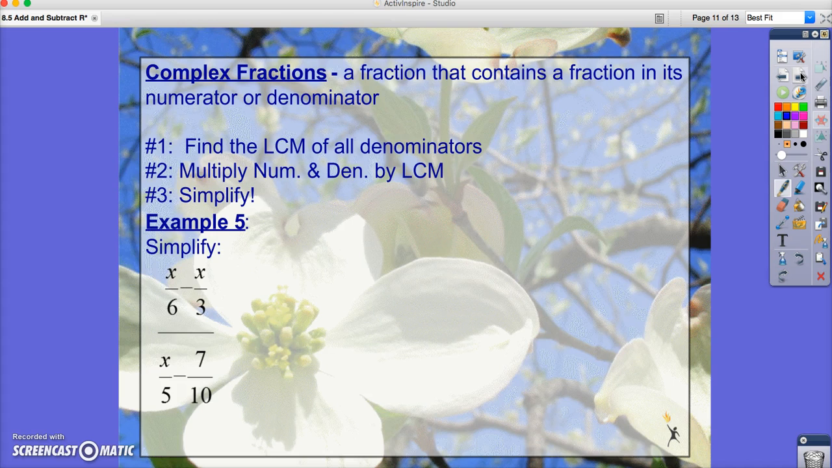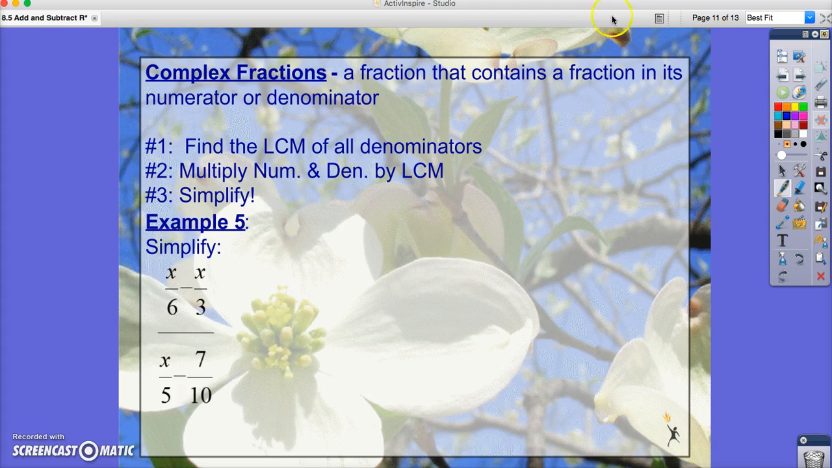All right. But it's a little bit different because first of all, if you take a look down here, I'm not adding or subtracting. I just have one huge fraction. The reason it is a complex fraction is because we have what? 1, 2, 3, 4 little fractions within a big one. So there's 3 steps to solving these. Number 1, find the LCM of all denominators. 2, multiply numerator and denominator by LCM.